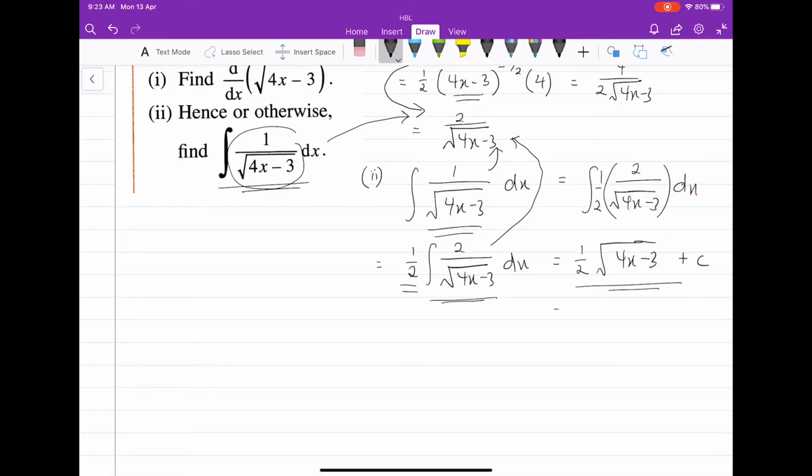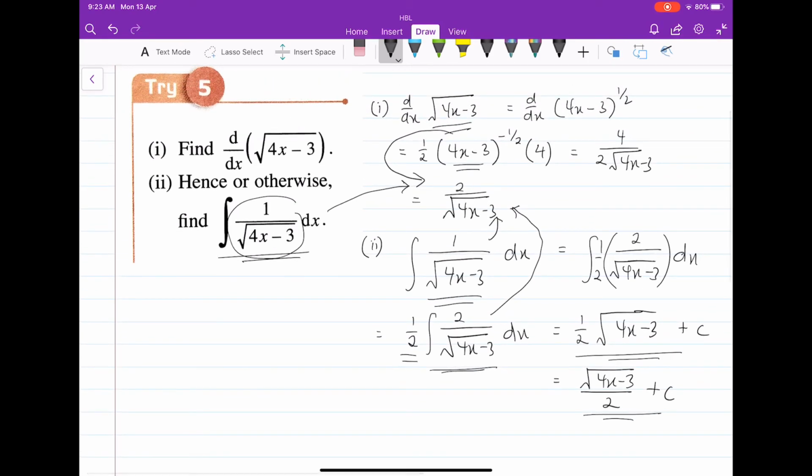Another alternative answer would be putting the square root on top and then dividing by 2. This can also be another solution, right? So that's how you do a question like this.